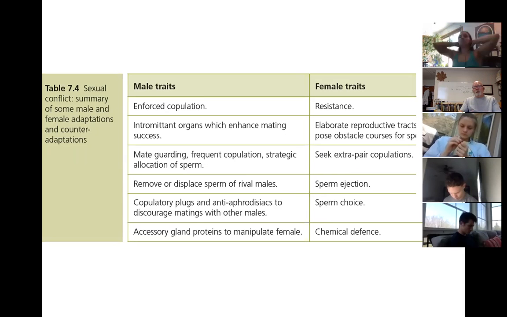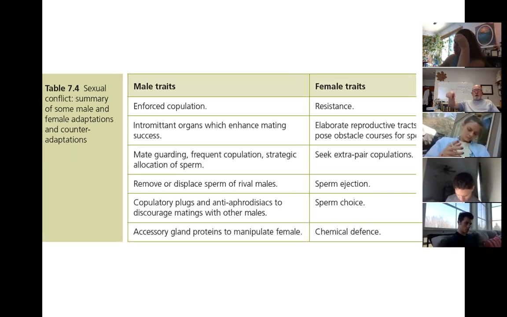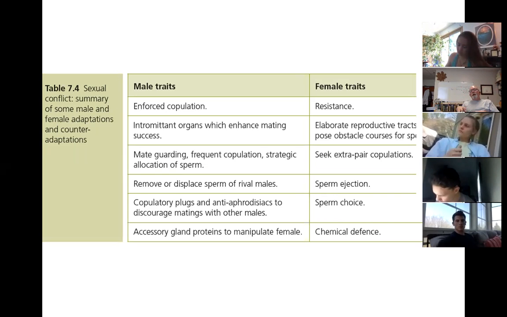We did talk about dragonflies and damselflies that do mate guarding, where after the male has mated, he grabs the female around the neck and they fly around in tandem, a tandem flight, and the male holds onto the female while the female goes and deposits eggs everywhere. So male guarding, frequent copulation, strategic allocation of sperm, these once again are all things designed to increase male fitness that don't necessarily benefit female fitness at all. The removal and displacement of rival male sperm.